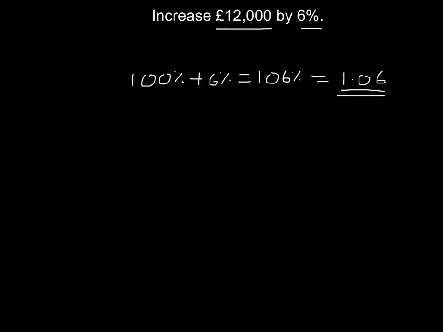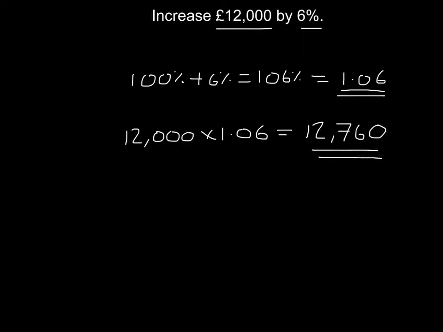So now let's apply that multiplier to the £12,000. So 12,000 multiplied by 1.06, which equals 12,760. So this is our £12,000 after our 6% increase.